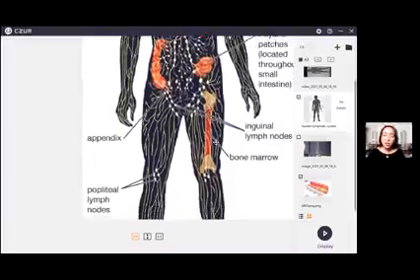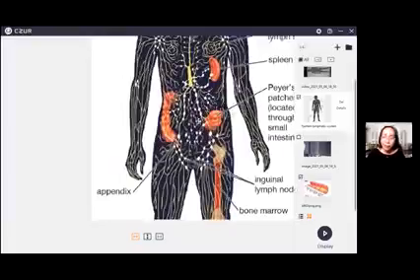I failed to mention the Peyer's patch. This one, not the entire red, but those patches, the white. So it's also Peyer's patch. It's also important to destroy the bacteria again in the intestines.